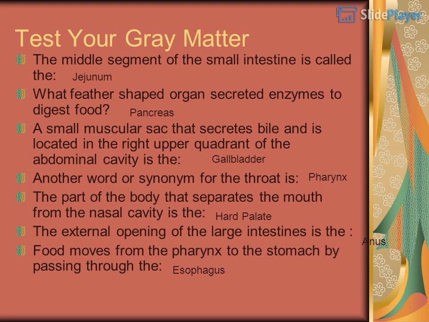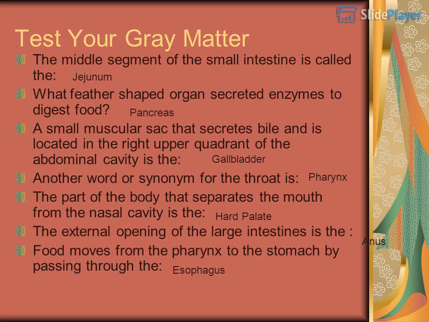Test your gray matter. The middle segment of the small intestine is called the what? What feather-shaped organ secretes enzymes to digest food? A small muscular sac that secretes bile and is located in the right upper quadrant of the abdominal cavity is the what? Another word or synonym for the throat is what? The part of the body that separates the mouth from the nasal cavity is the what? The external opening of the large intestine is the what?